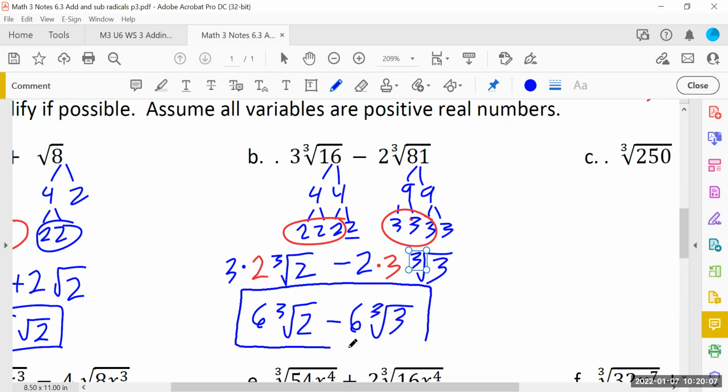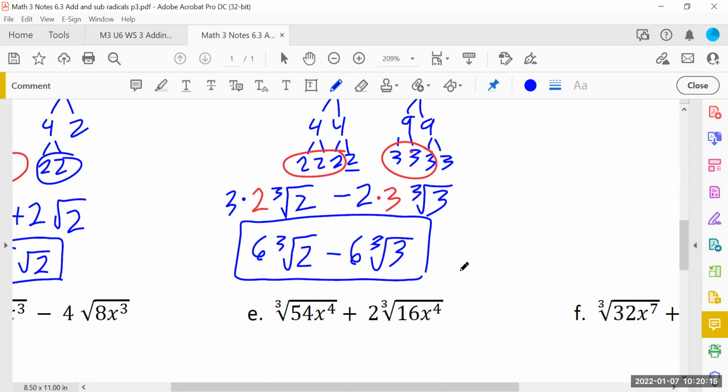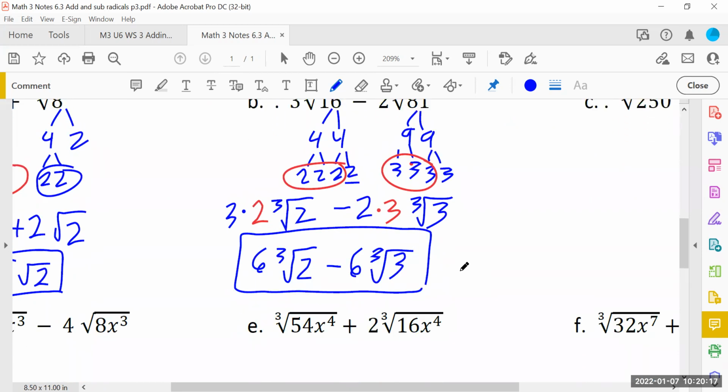But those don't match. Does that make sense to everybody? Cube root of 2, cube root of 3. That is my answer then. I cannot go farther than that. I could factor out a 6 if I really wanted to. But this is one where this answer that we have right there is good enough.